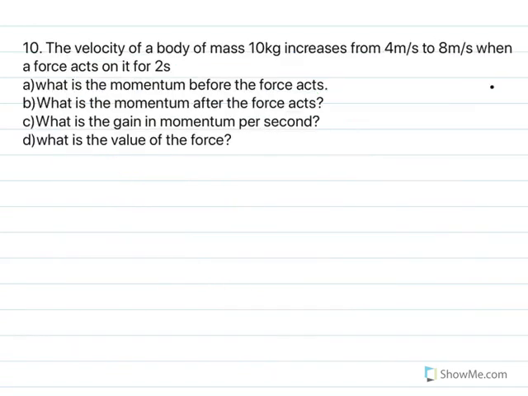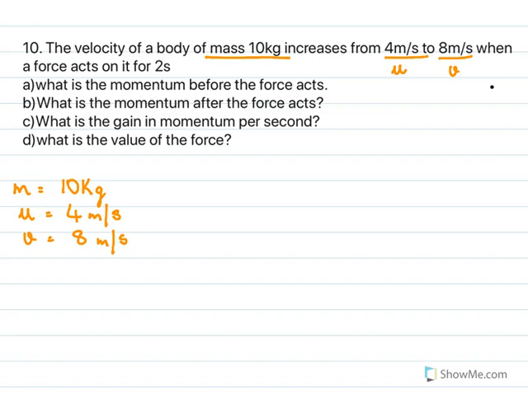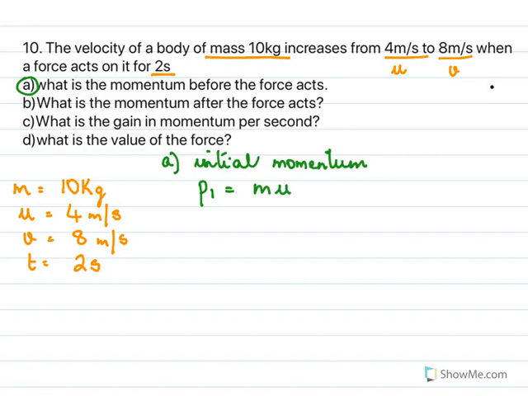The velocity of a body of mass 10 kgs, so m equal to 10 kgs, increases from 4 meter per second, that is u, to 8 meter per second. So u is 4 meter per second, v 8 meter per second. When a force x acts on it in 2 seconds, so time equal to 2 seconds. What is the momentum before the force x? So the initial momentum, we call it P1, is mass into initial velocity.